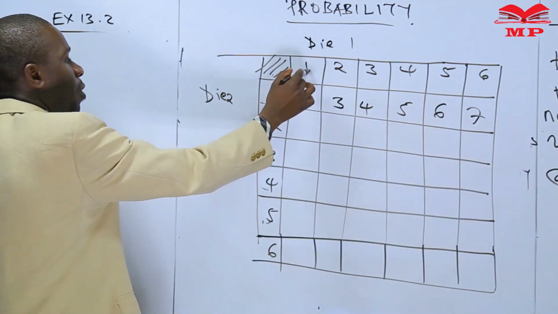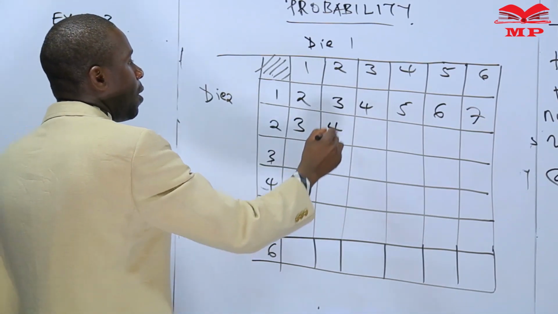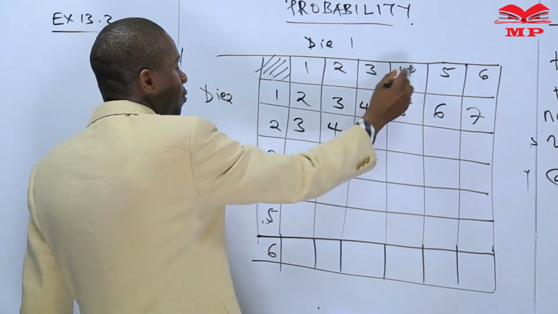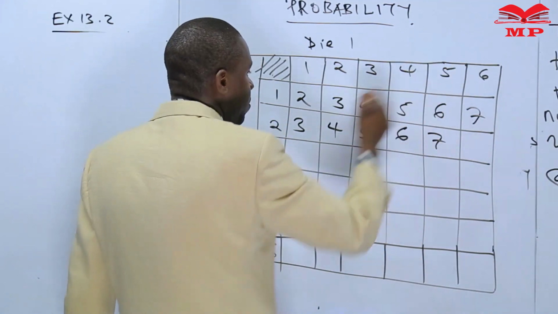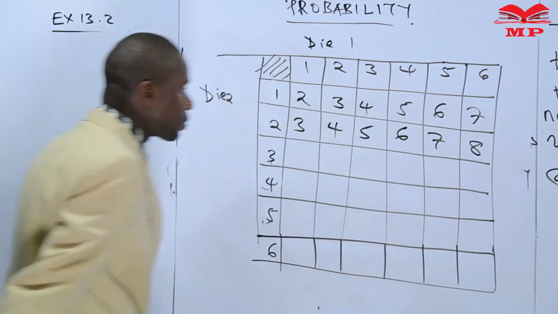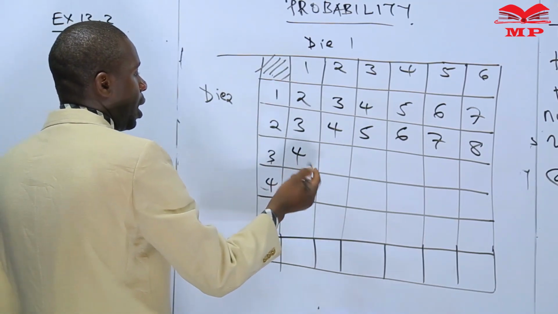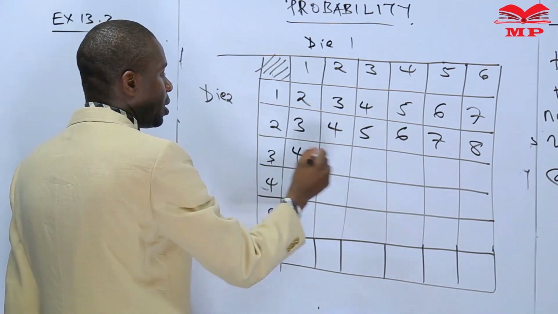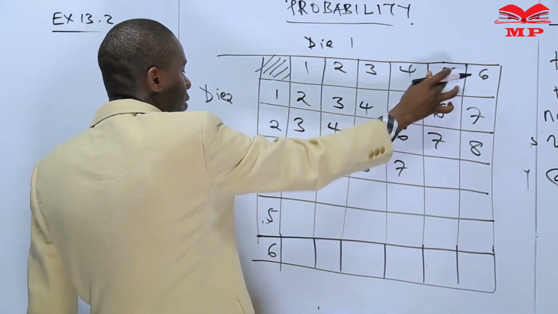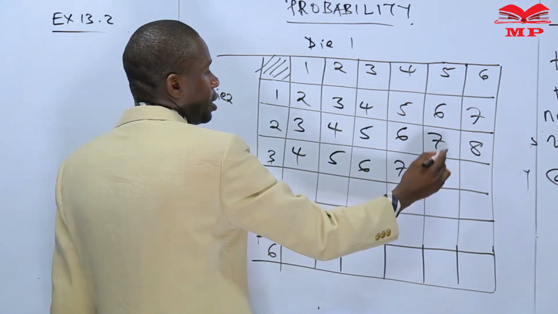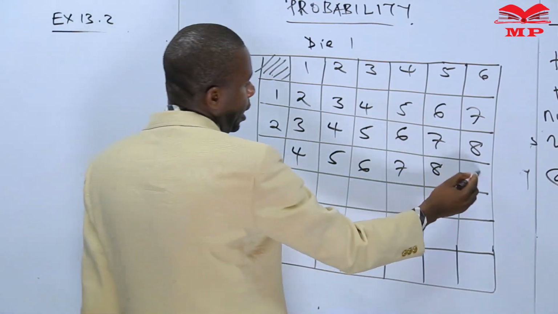In this case, we'll have 1 plus 2, which is 3. 2 plus 2, 4. 3 plus 2, 5. 4 plus 2, 6. 5 plus 2, 7. 6 plus 2, 8. The next one will be 1 plus 3, which is 4. And then 2 plus 3, 5. 3 plus 3, 6. 4 plus 3, 7. 5 plus 3, 8. 6 plus 3, there would be 9.